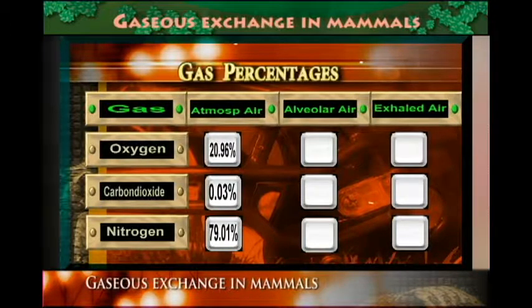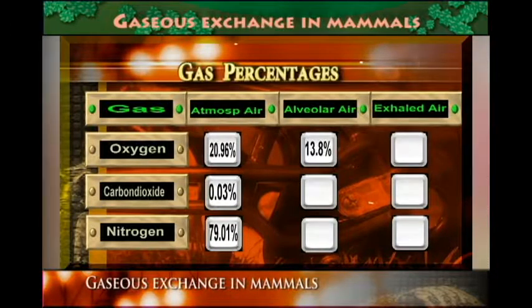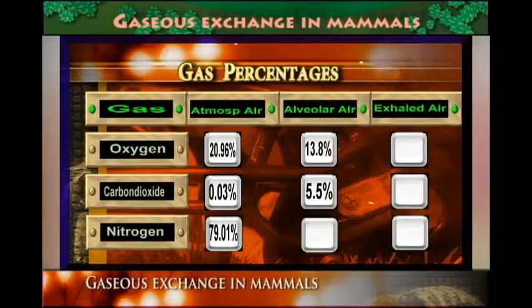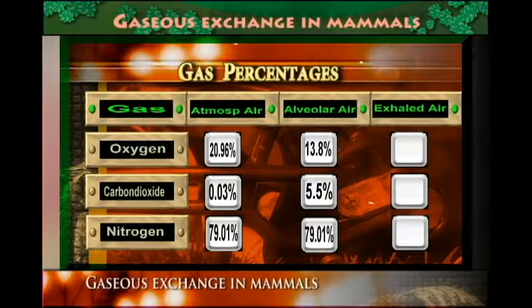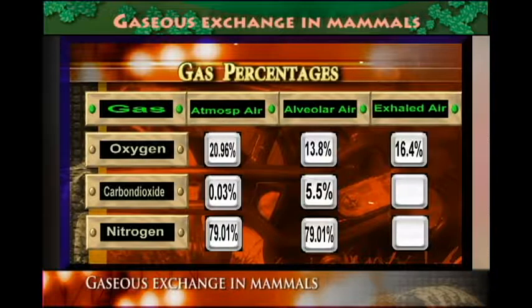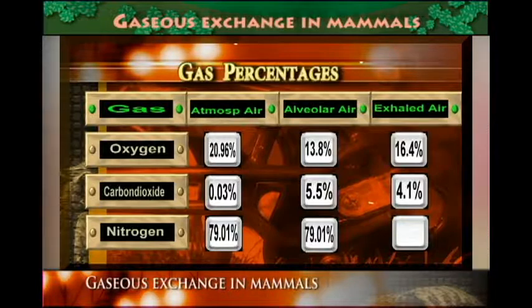The alveolar air found in the alveoli contains 13.8% of oxygen, 5.5% of carbon dioxide, and 79.01% of nitrogen. Then the exhaled air contains 16.4% oxygen. It contains 4.1% carbon dioxide.